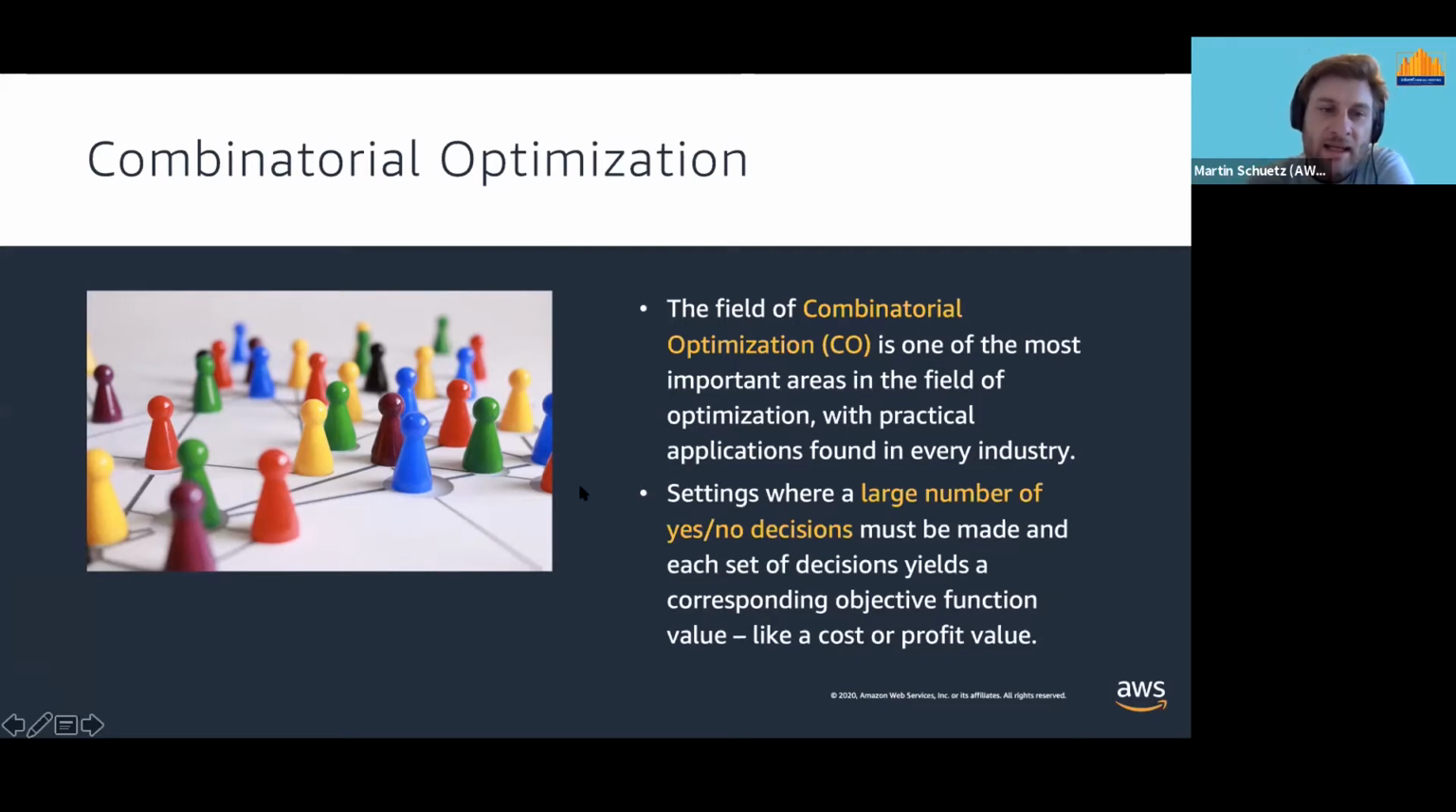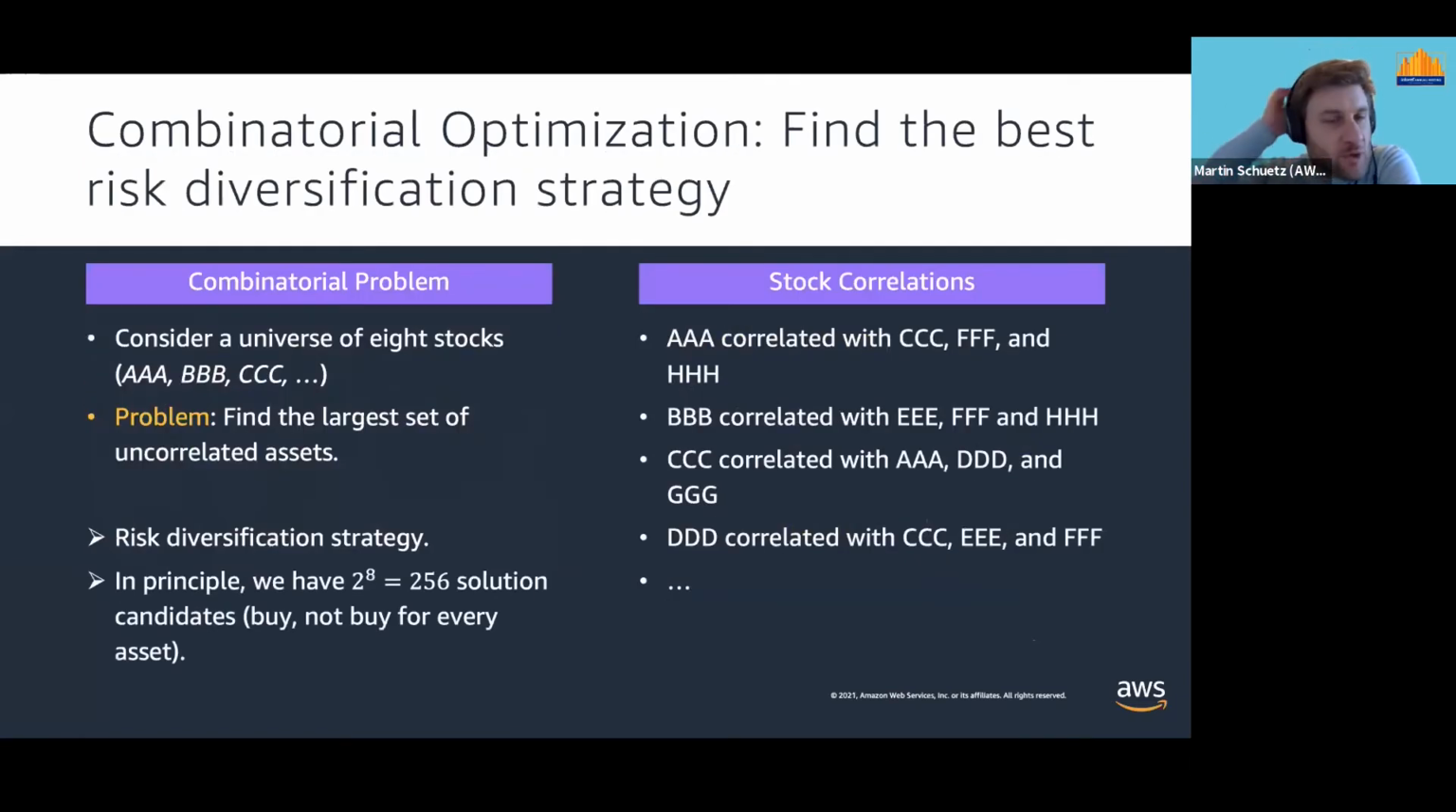But typically you're facing an overwhelming number of decisions that scales exponentially with the number of variables, so something that you cannot do with any brute force enumeration technique. And to be a little bit more concrete, I'd like to introduce this field of combinatorial optimization with a somewhat real-world example, and that is how to find a risk diversification strategy in the following setting.